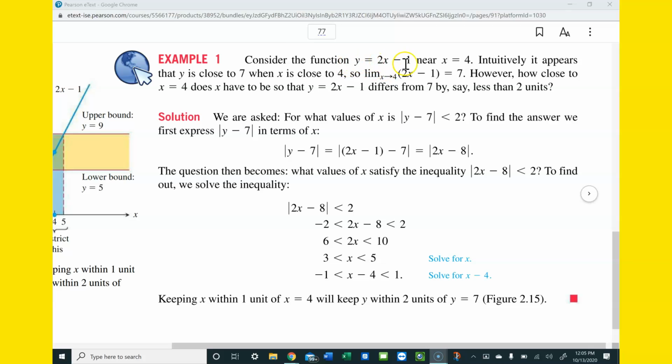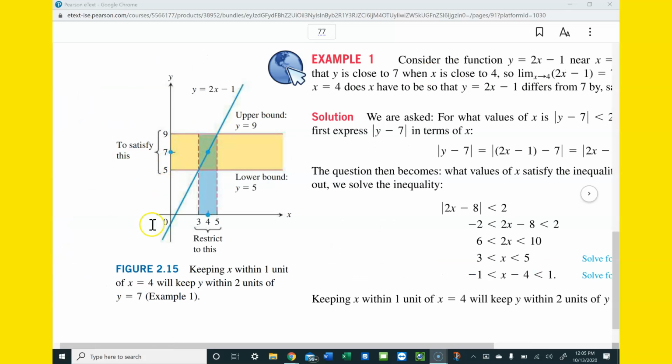Consider the function y equals 2x minus 1 near x equals 4. Here is the graph of y equals 2x minus 1, near x equals 4. We already know what the answer is: near x equals 4, y is going to be near 7. In fact, it's going to equal it. When x is 4, y is 7. If we plug in 4, 2 times 4 is 8, 8 minus 1 is 7. And here's the point, (4, 7).